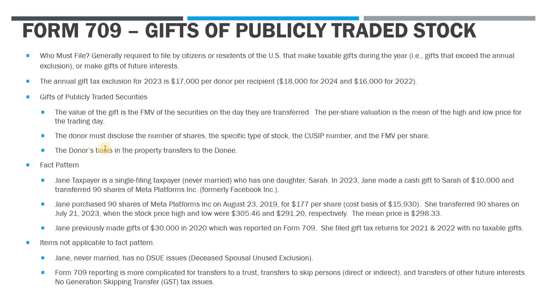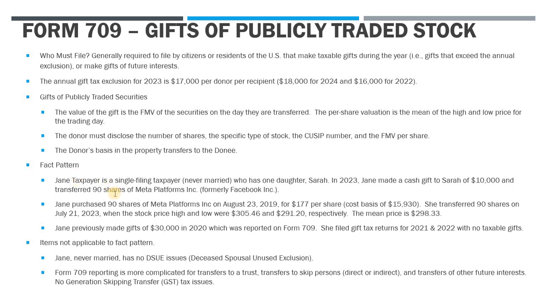Now on the 709, the donor has to disclose quite a bit of information. First, they have to disclose the number of shares that they're transferring and the specific type of stock. So if you're invested in a publicly traded company and they have Class A, Class B, Class C, and so on, make sure you get as precise as possible and name the class. The CUSIP number for the shares also needs to be disclosed, and then the fair market value per share using that mean price of the high and low for the day. Also important here is the donor's basis in the property transferred to the donee. Whatever the donor's basis is gets carried over to the donee, and so this is also disclosed on the 709 return.